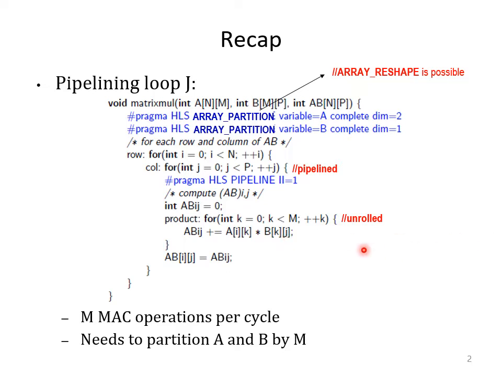In the code, we can put the pipeline pragma up here, and we can also put the array partition pragma to tell the compiler to partition the memories. And we could also write down the array reshape pragma if you want to further simplify the internal memory structure and the control logic.